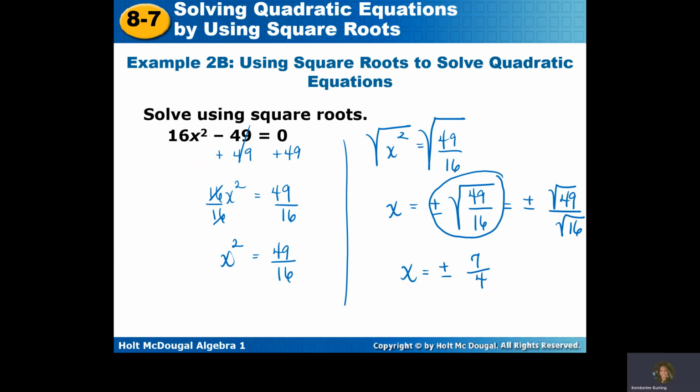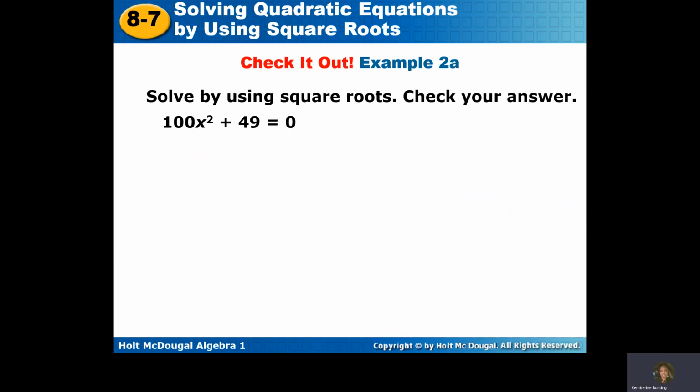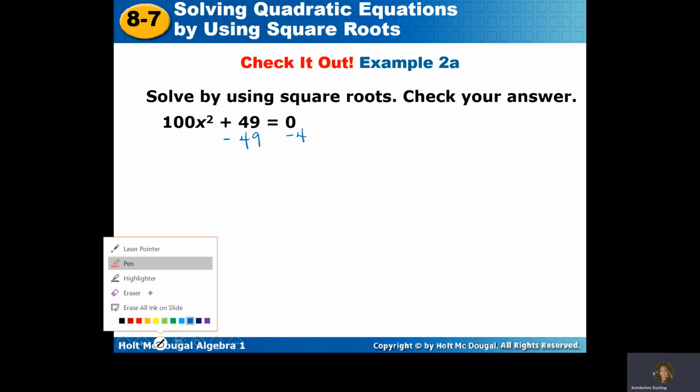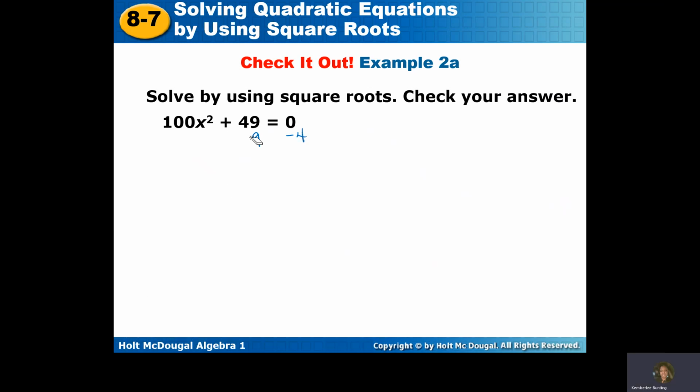May I proceed? All right. Same situation. Gonna subtract 49 from both sides. Let me give you a moment. I always jump straight into it, don't I? Go ahead and write it down, guys.